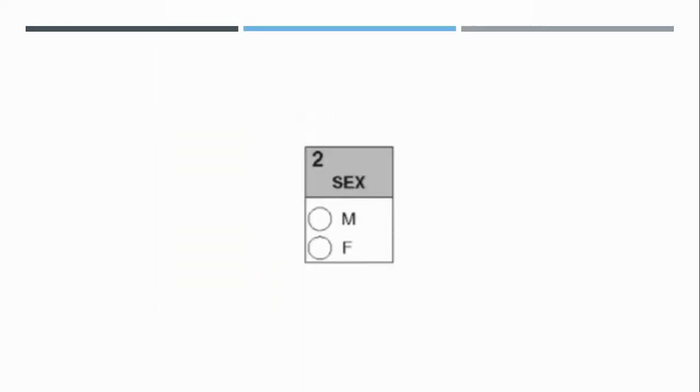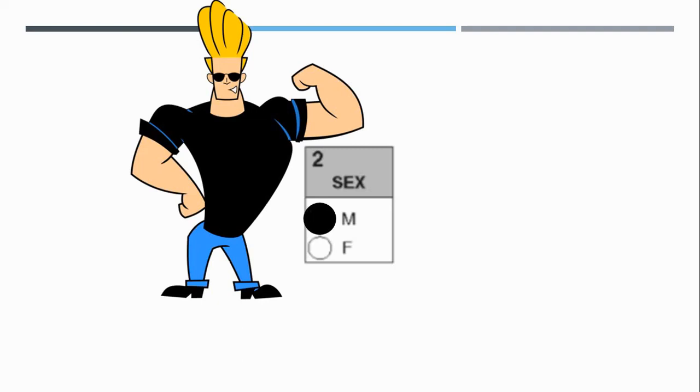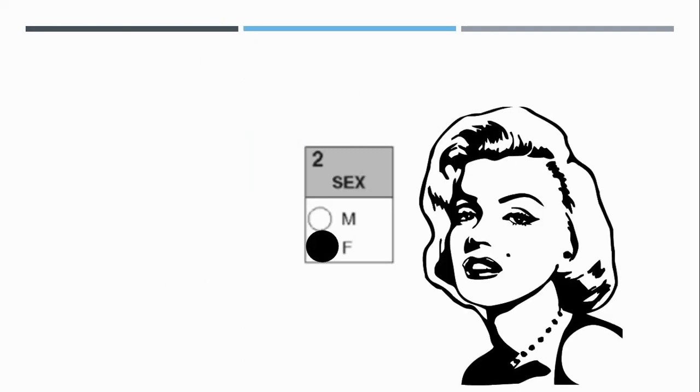Now, let's move on to section number 2, where it says sex. If you are a man, if you're masculine, you have to fill the M. Or what about if you're a woman? Well, you have to fill letter F.